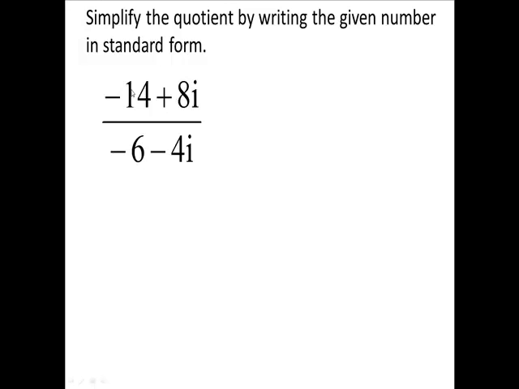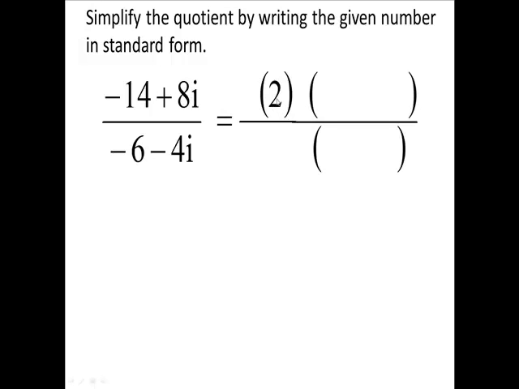Now notice the numbers in the numerator are both even, so you could factor a 2 out of the numerator. And the numbers in the bottom are even, and they're both negative, so you could factor a negative 2 out of the denominator. Let's go ahead and do that.